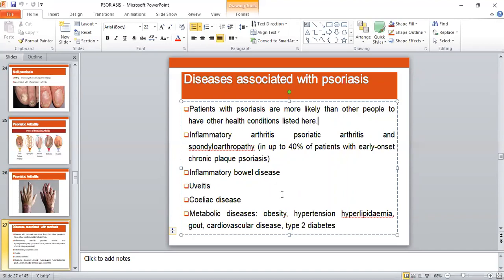Inflammatory bowel disease is associated with psoriasis. Uveitis is also there with psoriasis. Celiac disease is also an important associated disease with psoriasis. Metabolic diseases are obesity, hypertension, hyperlipidemia, gout, cardiovascular diseases, type 2 diabetes. These are all important diseases which can be associated with psoriasis. So we have to rule out the many underlying diseases and pathologies that may be the reason for this psoriasis.